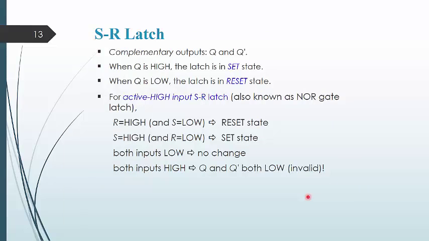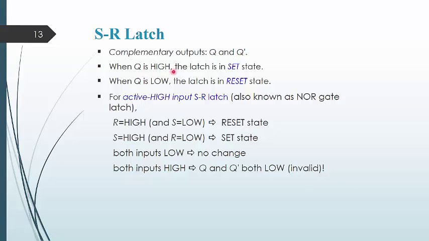So we are starting with the first latch, which is the SR latch. The name indicates the input parameters, so this latch will have S and R inputs. But this latch possesses two different outputs, which are named Q and Q bar.